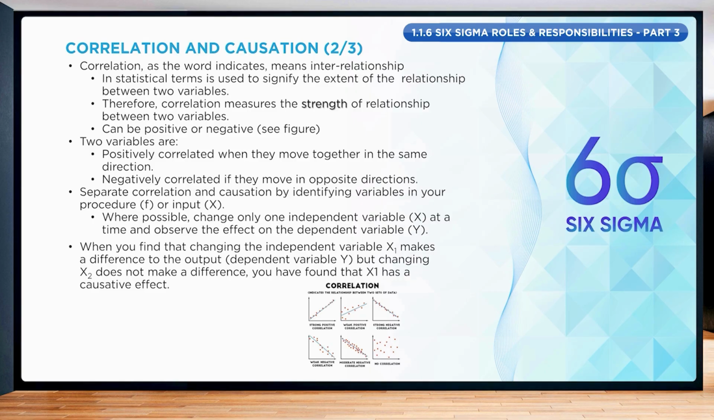So we must differentiate between correlation and causation, because ideally we should be changing only one independent variable, for example, an x, an input, at a time, and observe the effect on the dependent variable, the y.